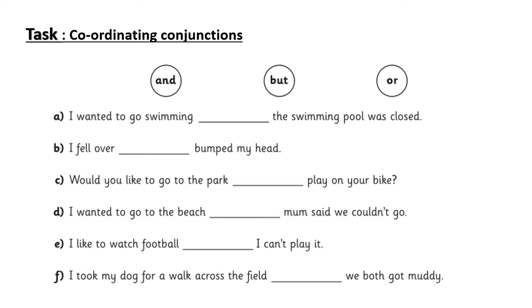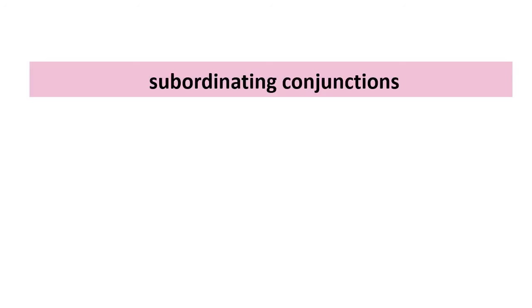I want to go to the beach. Mum said we couldn't go. So within there, it's going to be I want to go to the beach, but Mum said we couldn't go. I like to watch football. I can't play it. I like to watch football, but I can't play it. So it's given the opposite there. I took my dog for a walk across the field. We both got muddy. So I took my dog for a walk across the field and we both got muddy.